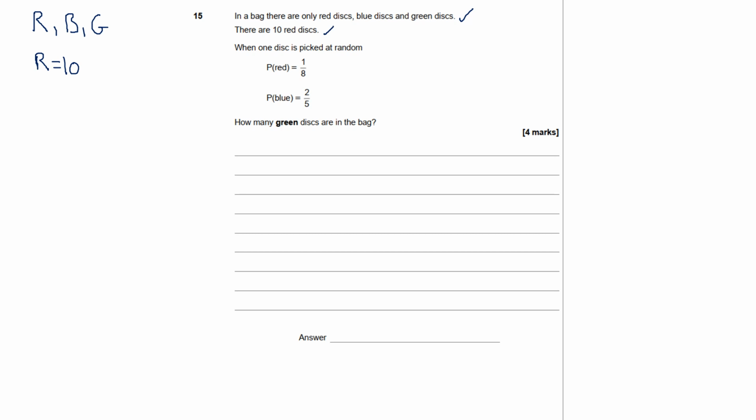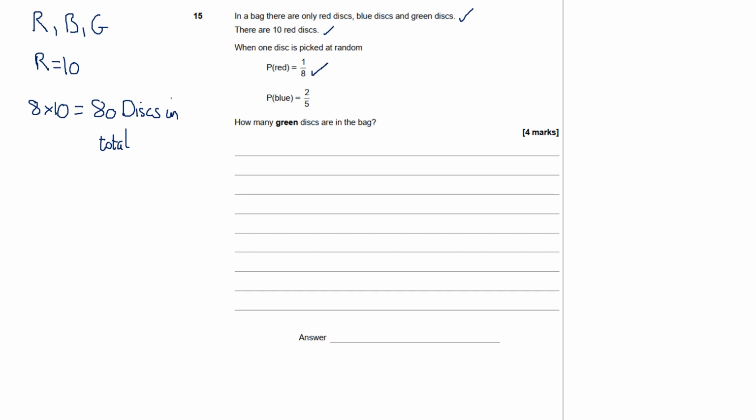Then if a disc is picked at random, the probability that one is red is 1 out of 8. So the first thing that we need to know is, if 1 out of every 8 discs is red, and there's 10 red discs, then that must mean that there's 8 times 10 discs in total. So there's 80 discs in total. Okay, so we've acknowledged that.